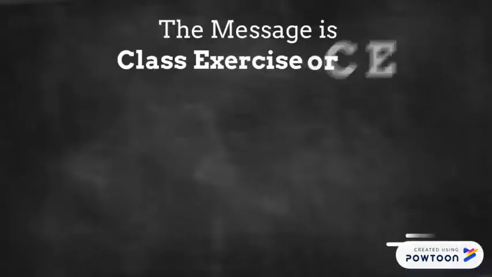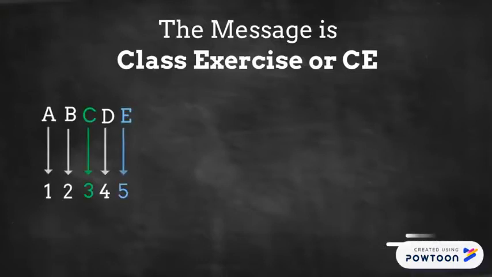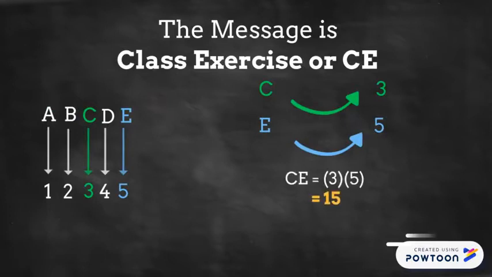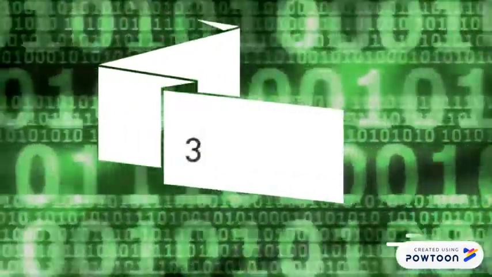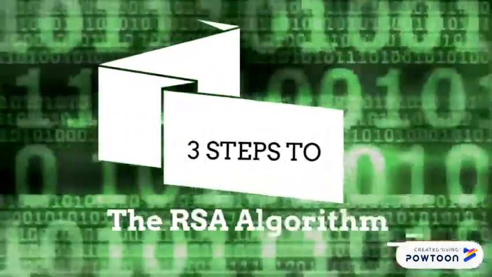The message we want to encrypt is class exercise or CE. In coding, A, B, C, D, E corresponds to 1, 2, 3, 4, 5. C corresponds to 3 and E corresponds to 5. Multiply to get 15 and this is the message. In the RSA algorithm, there are 3 steps to the process.